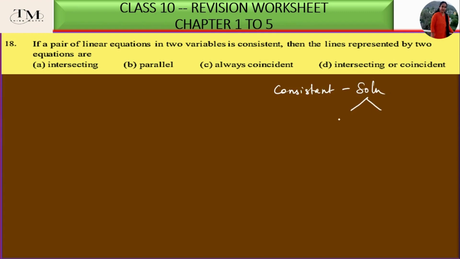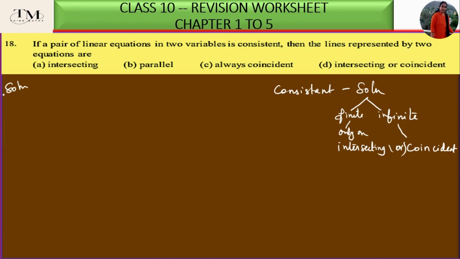So these solutions can be finite or infinite. Okay, one solution means only one solution, that is intersecting. So they will meet at only one point, intersecting. Infinite means the two lines will coincide, that is coincident. So what is the answer? Option D is the right answer. The solution is option D, intersecting or coincident. So this is the right answer, children.